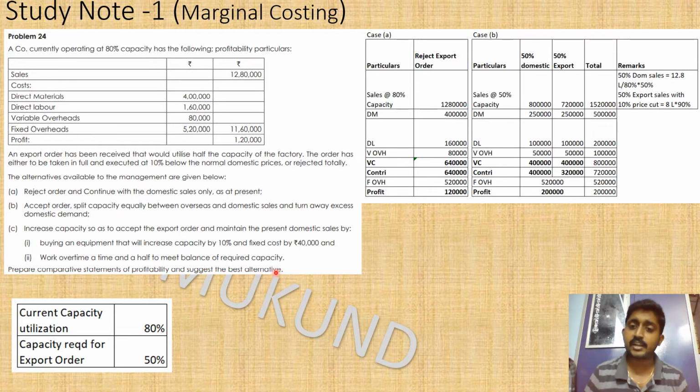So which is the best alternative? The alternative in which we make the maximum profit is going to be the best alternative. So whether it is A or B or C, which is the best, we are going to see. So first things first, guys, the capacity utilization is first.